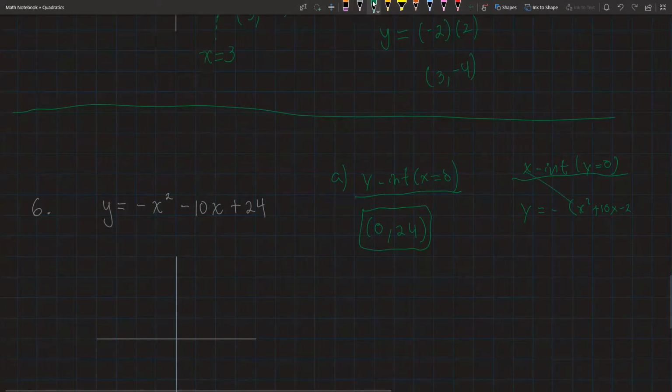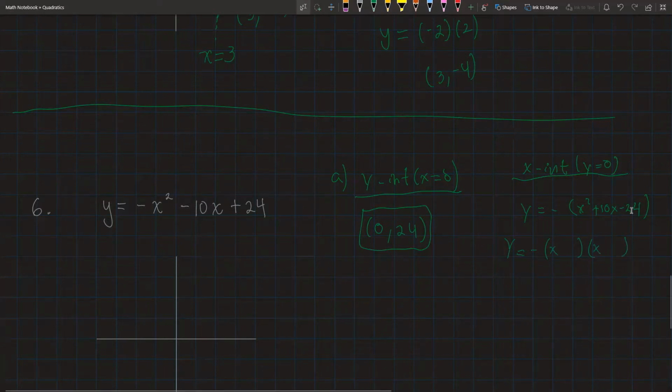All right. There it is, rewritten. And the reason for that is now we can think of what's the factored form of what's inside the parentheses. The negative will remain outside. So y equals a negative something times something. Now let's go ahead and factor that.